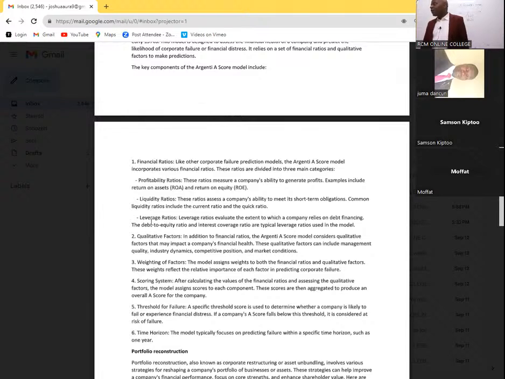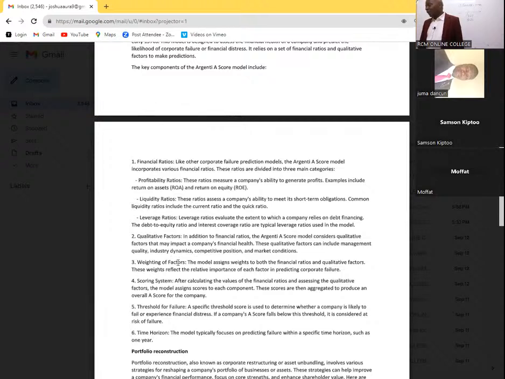The one that I'm so much concerned about is the Argenti A score model of predicting corporate failure that uses qualitative factors. We are told, in addition to financial ratios, the Argenti A score model considers qualitative factors that may impact a company's financial health. These qualitative factors can include management quality, industry dynamics, competitive position, and market conditions.